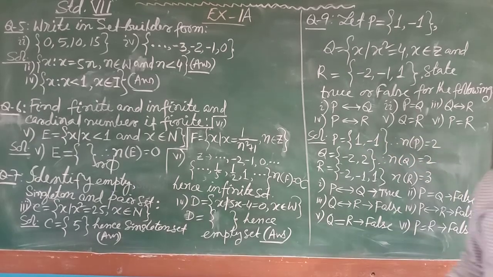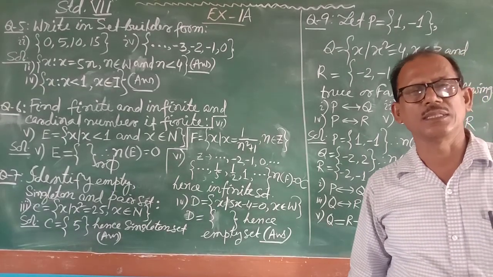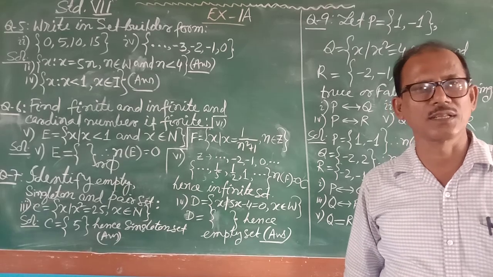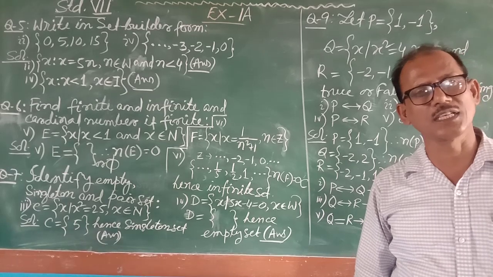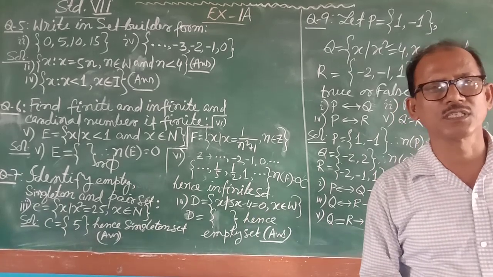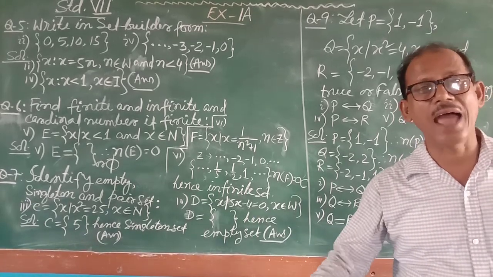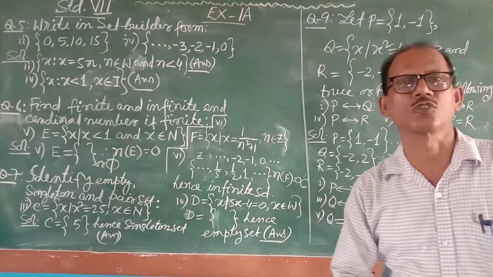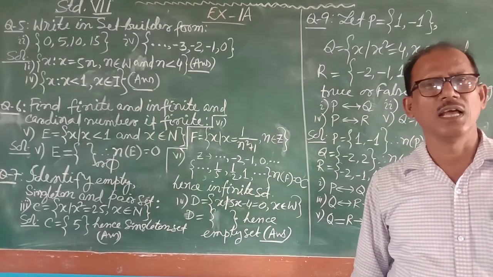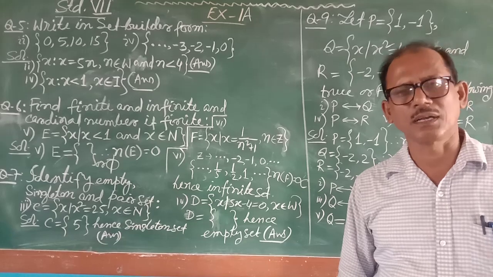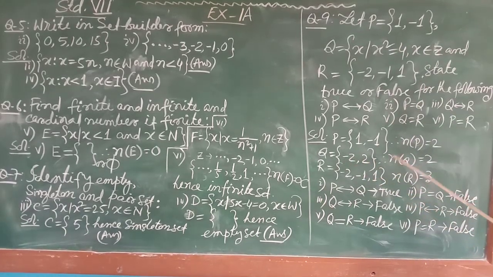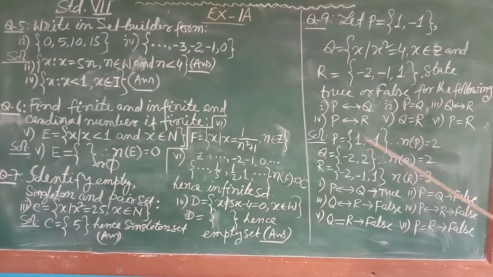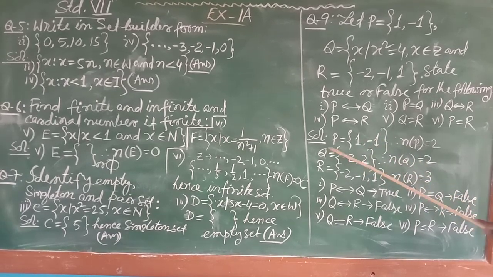Sets with the same cardinal number are called equivalent sets, not equal sets. Equal sets will have the same cardinal number and also the same elements. The order of the elements may be different, but the same elements will be there. In this case Q has 2 and -2, so the cardinal number of Q will be 2.